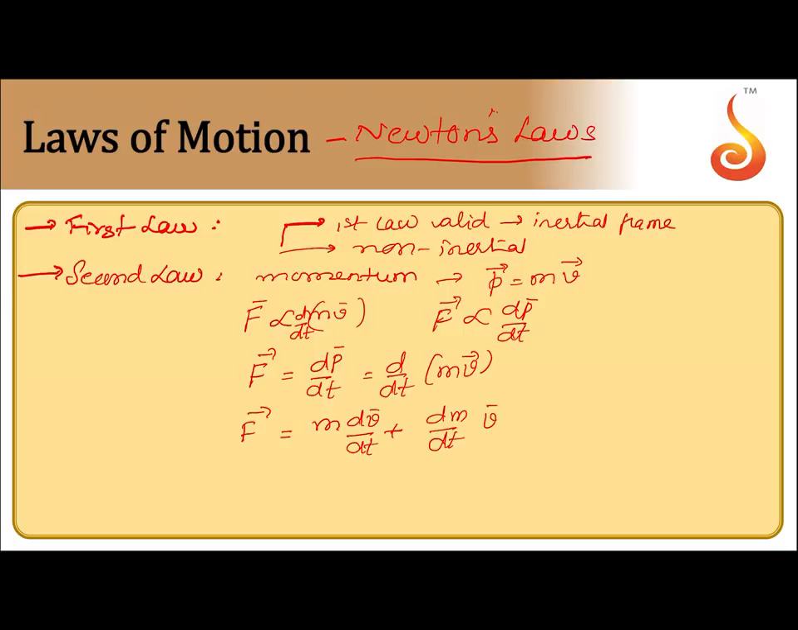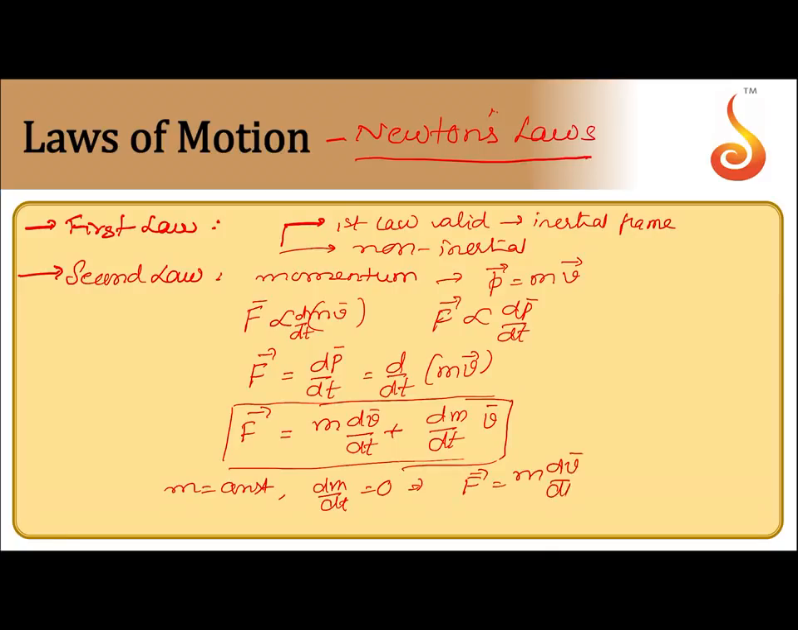That's right. So, the force can be written in this form, that is m into dv by dt plus dm by dt into v. Now, if the mass of the system is finite and constant with respect to time, then dm by dt becomes 0, and this gives me F is equal to m dv by dt, or this is nothing but m into a. This is the popular form of Newton's second law of motion.